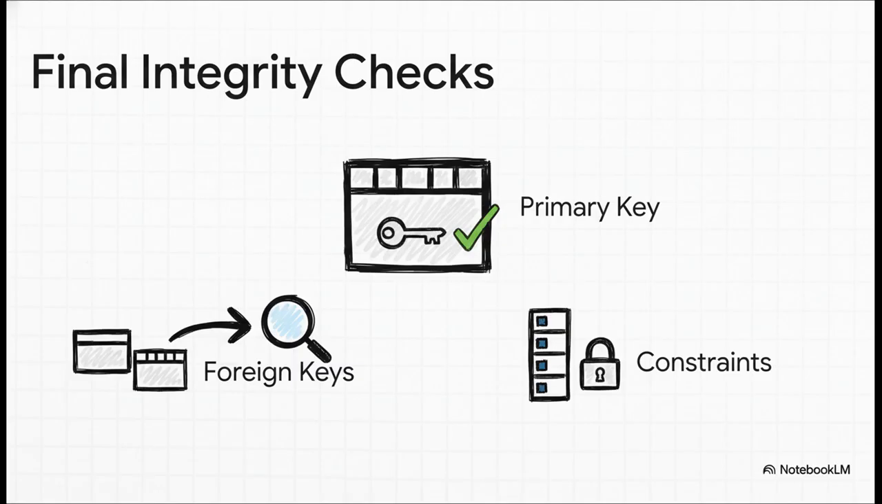Check. Then we can add other rules called constraints. We can say a name field can not be null, which means it can't be left empty. Or we can make an email address column unique to make sure no two people have the same one. These little rules are like the security guards for our data, making sure it stays clean and reliable.